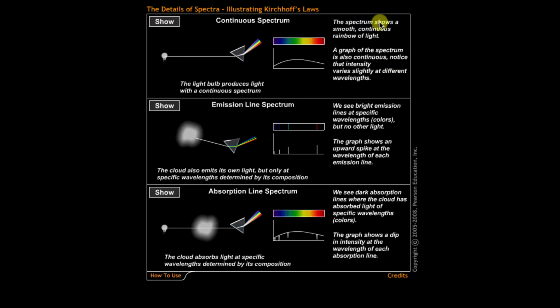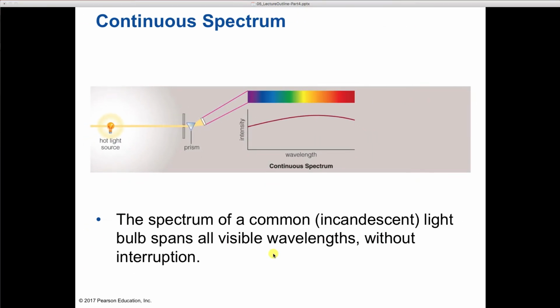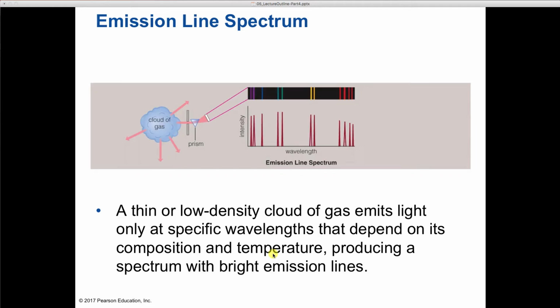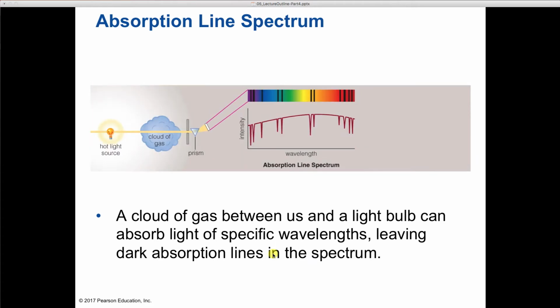So that's a little interactive figure that could be useful. Here's our continuous spectrum. We'll just go through these really quick. Again, a continuous spectrum is given off by a hot object, an emission spectrum is given off by a cloud of gas, and an absorption spectrum is given off when white light goes through a cloud of gas.